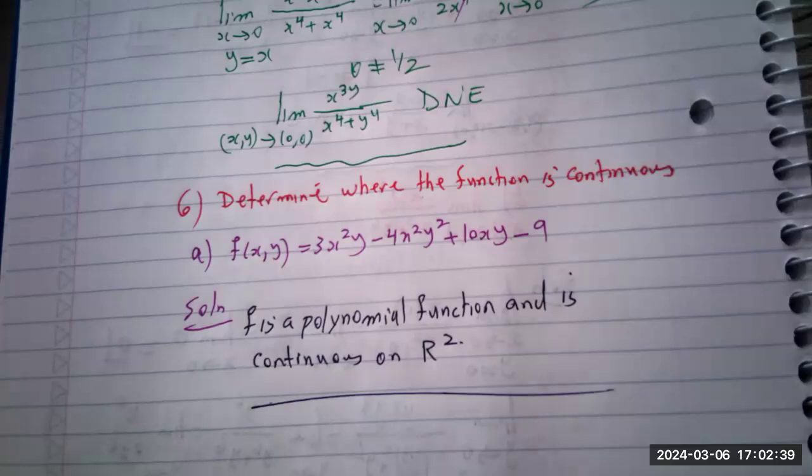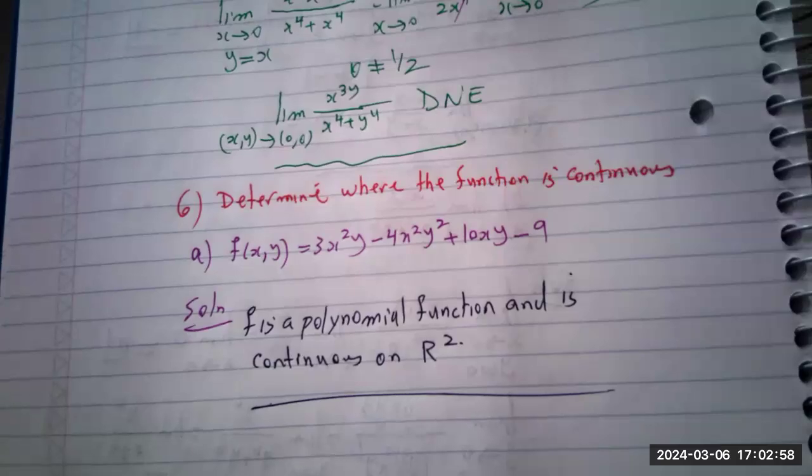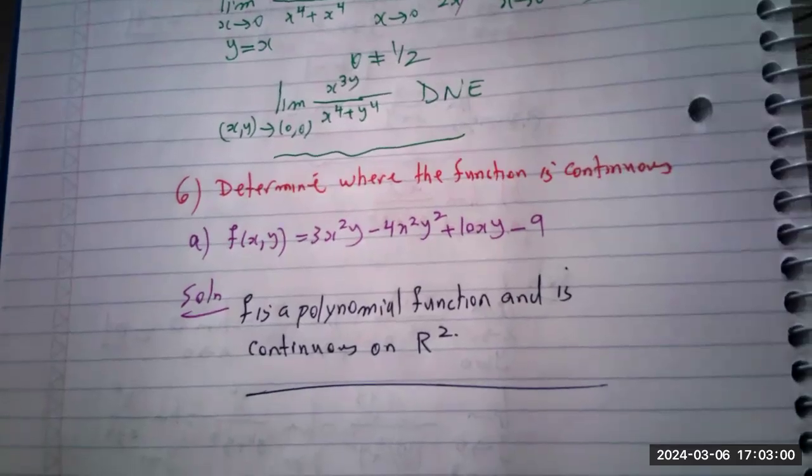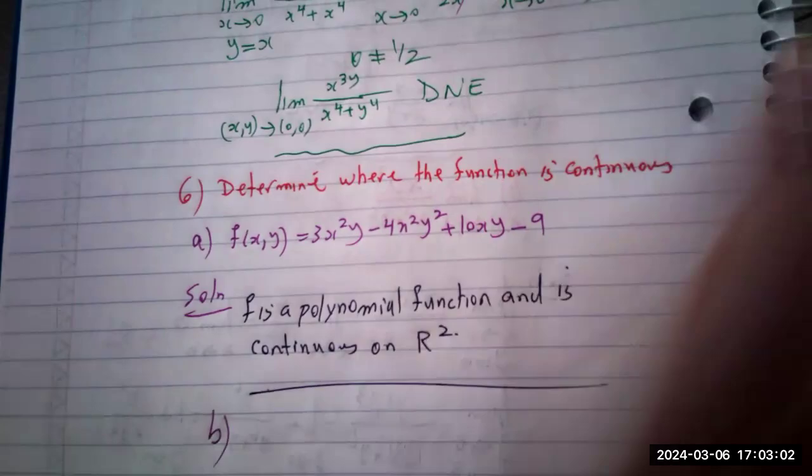So that's type 1. There's no restriction, adding, subtracting, multiplying. So the continuity is there. Okay, this is type 1. Any question? Type 2 is a very mild rational function, and we want to know how you write down the continuity domain.